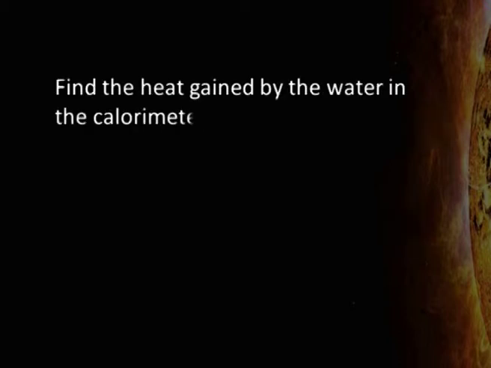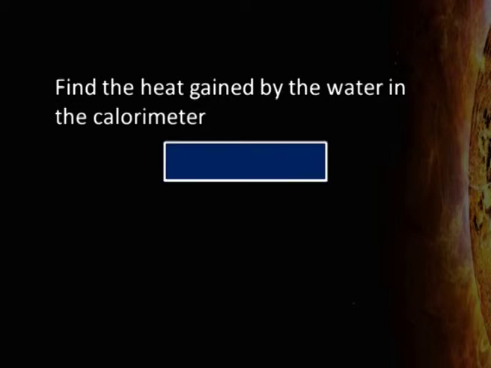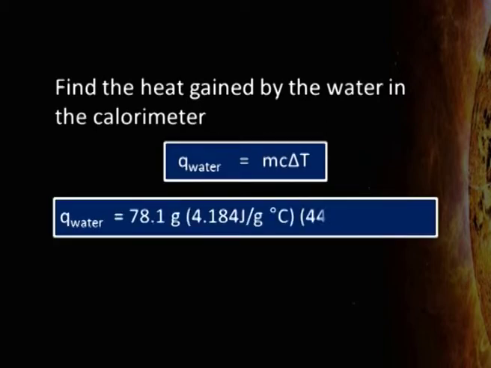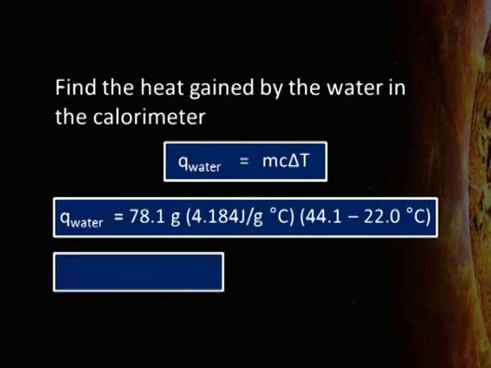Now, you have to find the heat gained by the water in the calorimeter. This will be equal to mass of cold water multiplied by its specific heat capacity multiplied by change in temperature. So, Q of cold water will be equal to 78.1 multiplied by 4.184 multiplied by (44.1 minus 22.0), which is equal to 7220 joules. Now, Q of system will be equal to minus (Q of water plus Q of calorimeter).